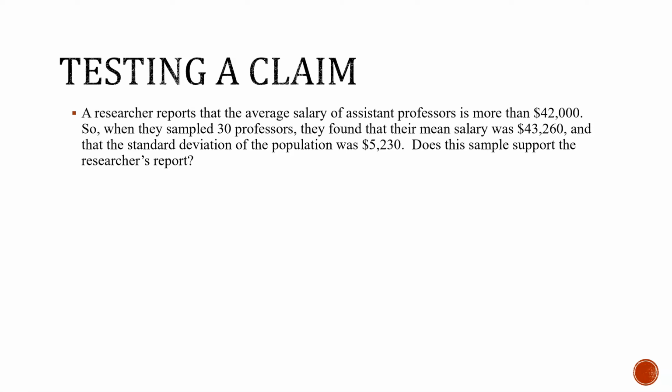What we want to do is first find the z-score. The z-score is equal to x bar minus mu divided by sigma divided by the square root of n. Our sample mean is the $43,260. Our n would be the 30 professors. The population standard deviation, you're told, is $5,230. And the mean that we are testing is the $42,000.